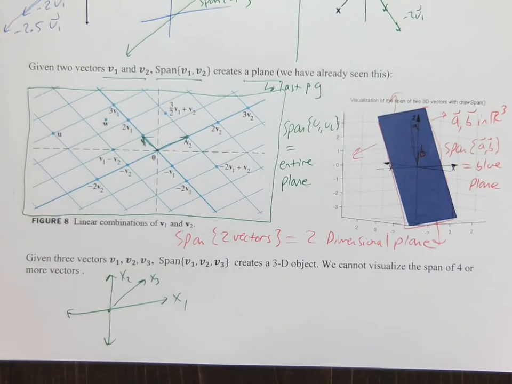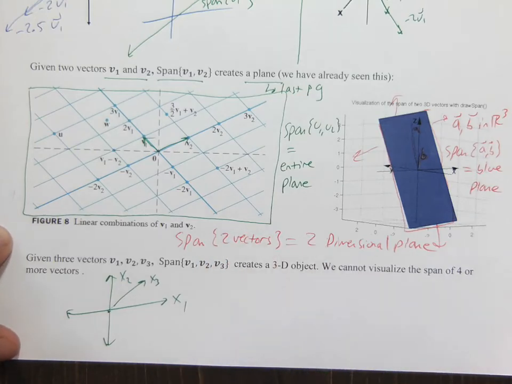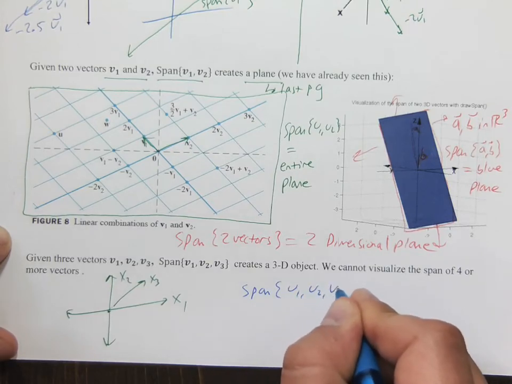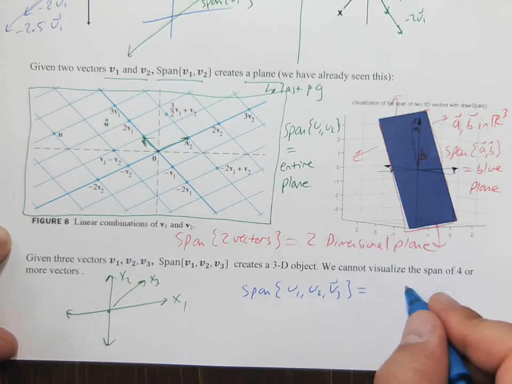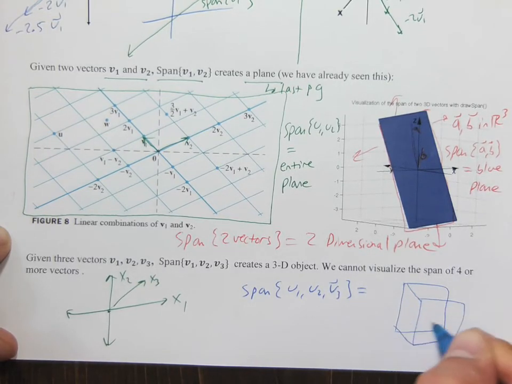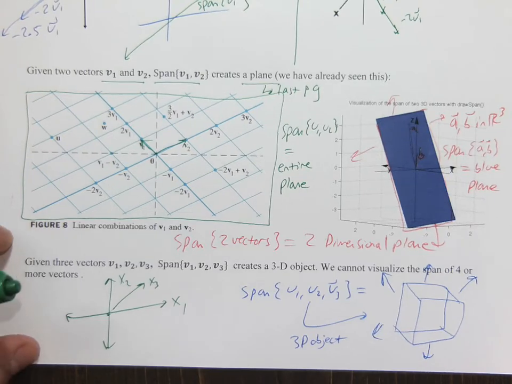All right, so if we had like, well, let me just do it like this. If we did the span of any three distinct vectors, we would get like a cube. Right, that kind of goes out in all directions. So it creates a three-dimensional object. Like a cube.